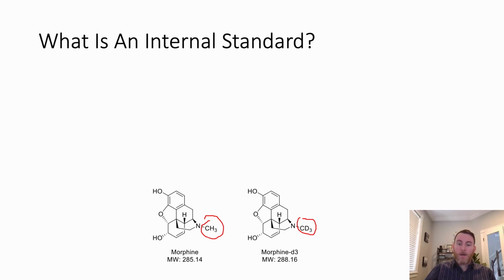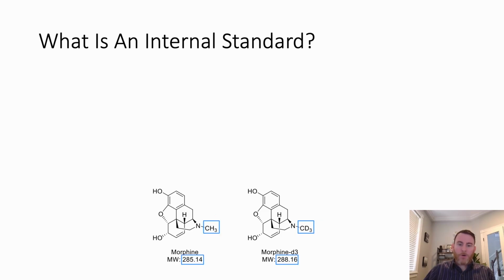So if you have three deuteriums that have replaced three hydrogens, your morphine goes from 285 as a mass to 288. What's magical about internal standards, or at least the intent, is that they are nearly identical in terms of their chemical properties. That usually means they are retained the same amount on an analytical column. They usually ionize nearly identically. The only difference is that their masses are different, and that allows us to quantitate them separately. But why would we do all of this work?